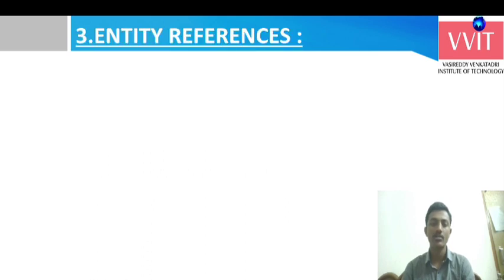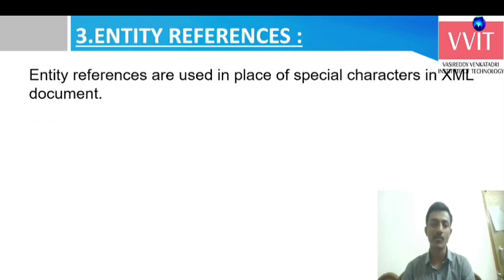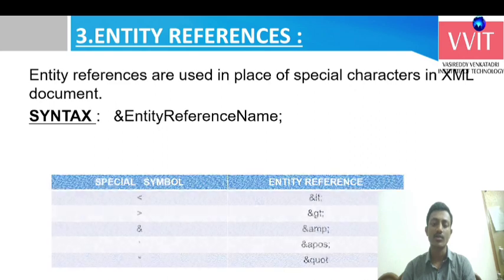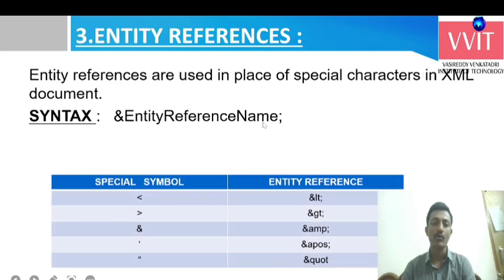Now third element is entity references. Entity references are used in place of special characters in XML document. Syntax for writing an entity reference is ampersand followed by the entity reference name. For example, if we write less than opening tag in any code, then it is considered as the opening tag. To avoid, we use entity references.